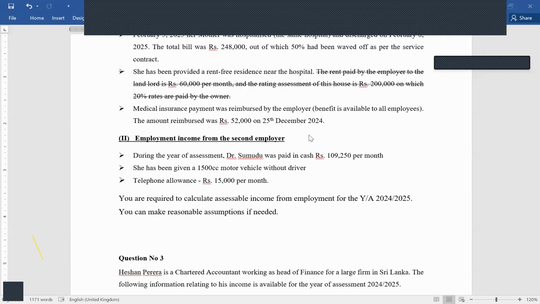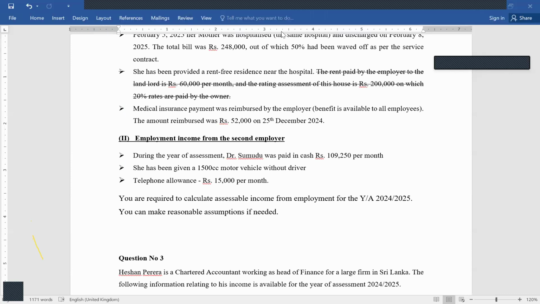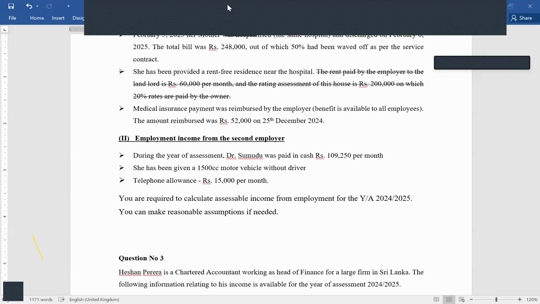Telephone allowance. Is it liable? If liable, what is the amount?